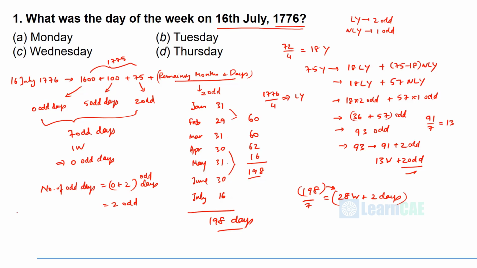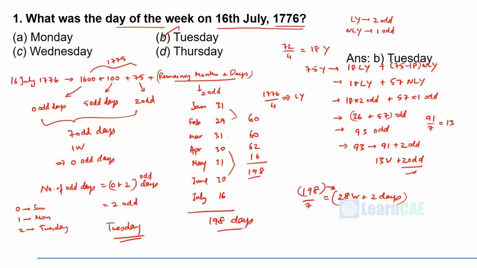We know that for 0 odd days it is Sunday, for 1 odd day it is Monday and for 2 odd days it is Tuesday. Therefore, the day of the week is Tuesday. So the answer is option B, Tuesday.